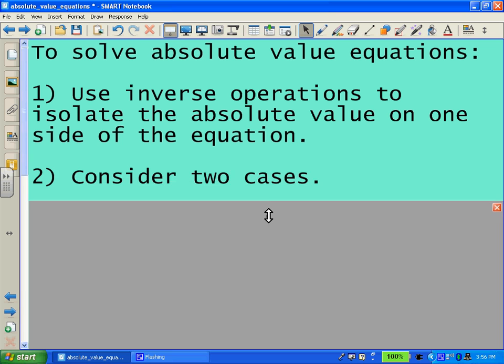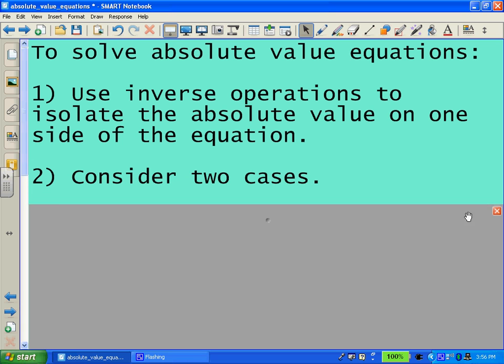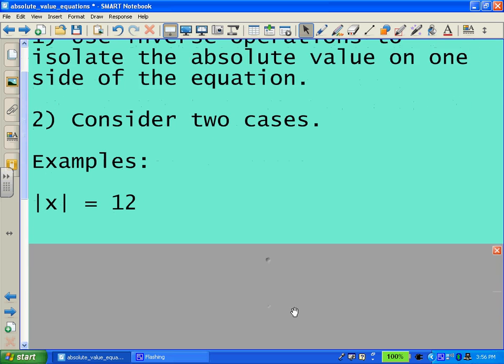So here are the steps that we're going to follow. The first one should look very similar to you. We're going to use inverse operations to isolate the absolute value. So instead of isolating the variable initially, we will later, but we're going to isolate the absolute value on one side of the equation. Once we have the absolute value isolated, we have to think about two cases, and I'll show you what I mean by that in a second. Because of the two solution thing I just talked about, we're going to have two different cases to solve. So let's work through some examples.